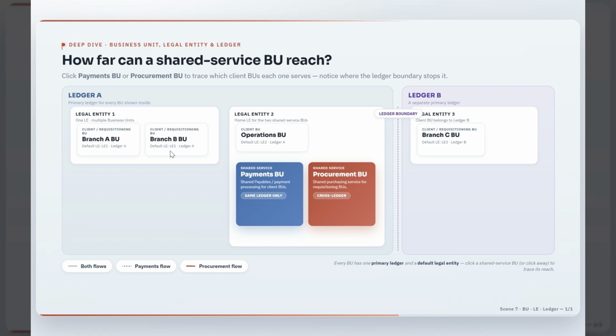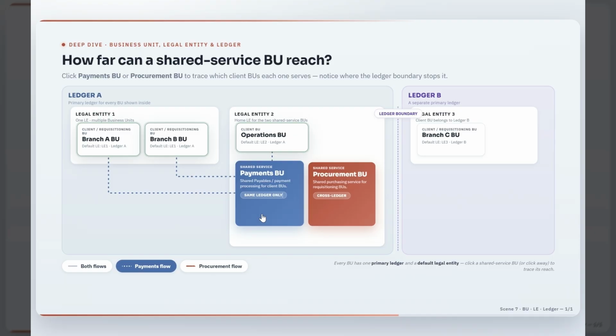Second, a shared service BU can process transactions on behalf of clients connected to different legal entities. The service provider and the client do not have to be the same BU, and the business unit is not another name for the legal entity. Third, the payments shared service relationship stays within the same primary ledger. The blue dotted lines connect payments BU with its client BUs inside ledger A.